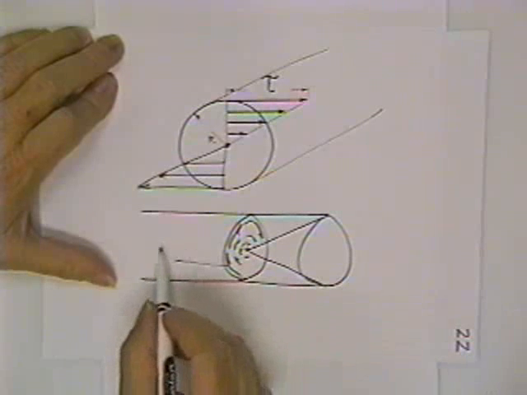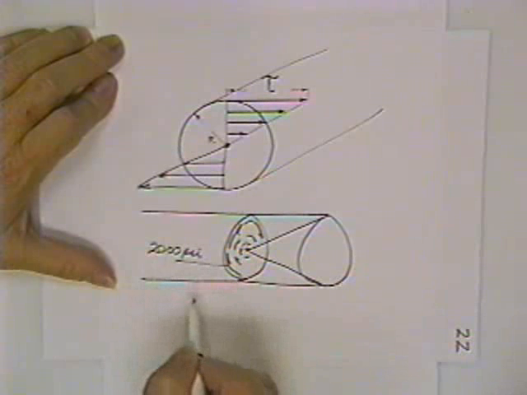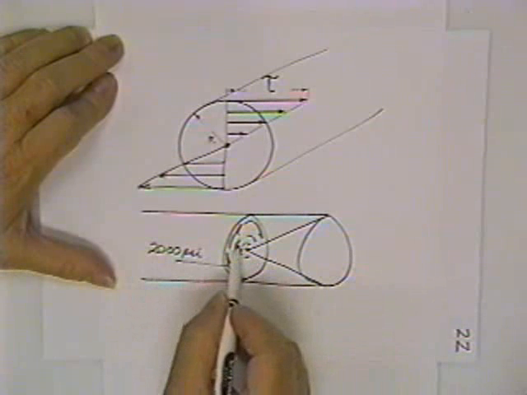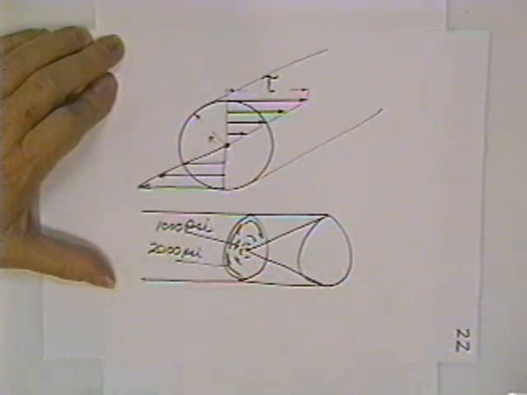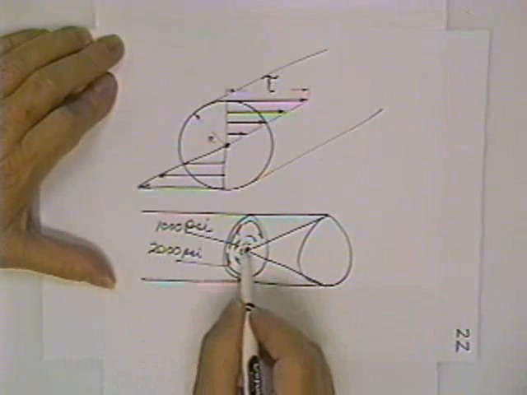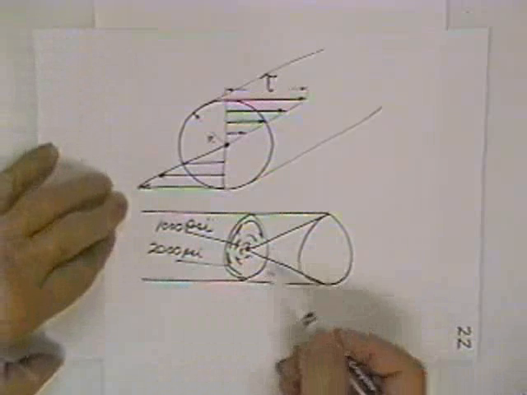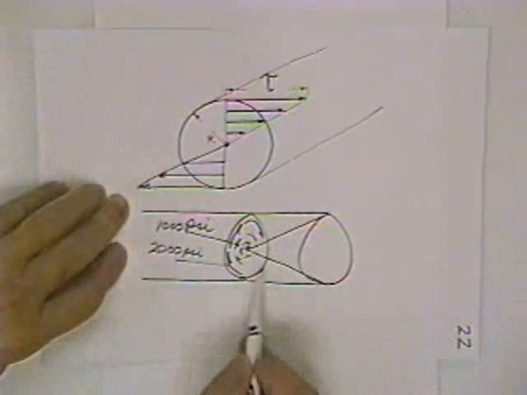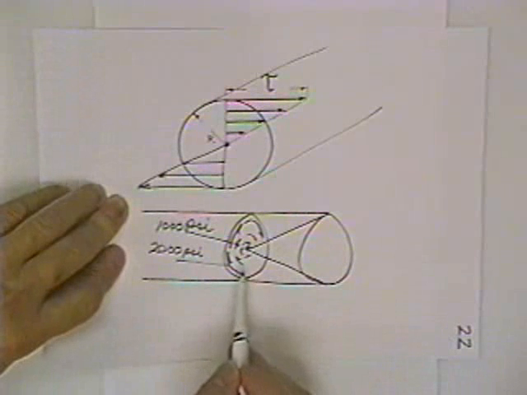For instance, out here the stress might be 2,000 psi of shear. Halfway in, they'd be 1,000 psi. And in the middle, there's no stress at all. So it's like a cone stuck in there, and this volume that remains is the representation of how intense the stresses are.